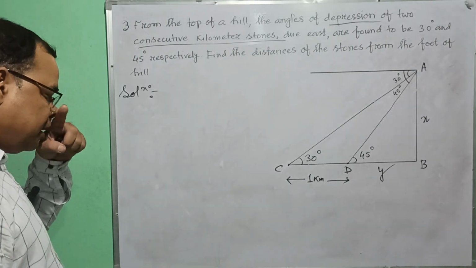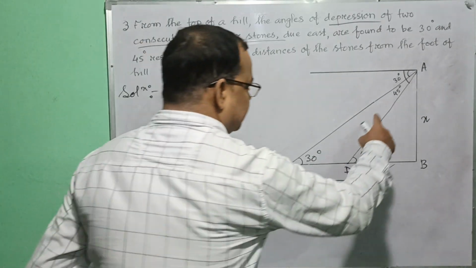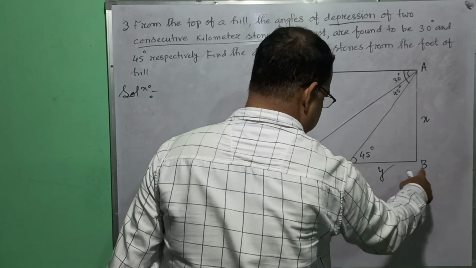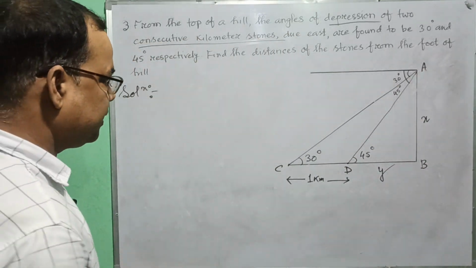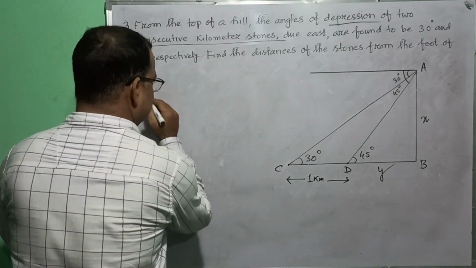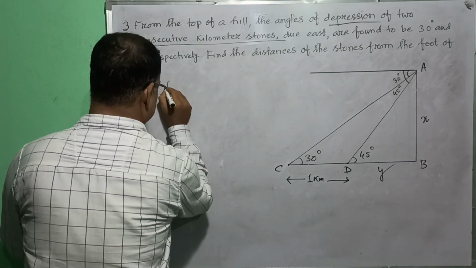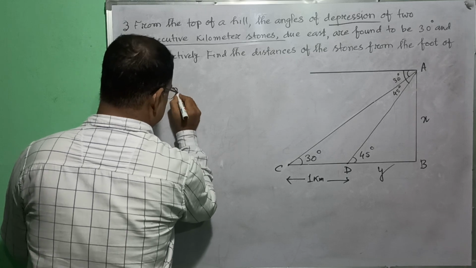So now we will start. Here two triangles are there clearly, ADB and ACB. From these two triangles we can get the answer. So we will write in triangle. First of all we will write in triangle.